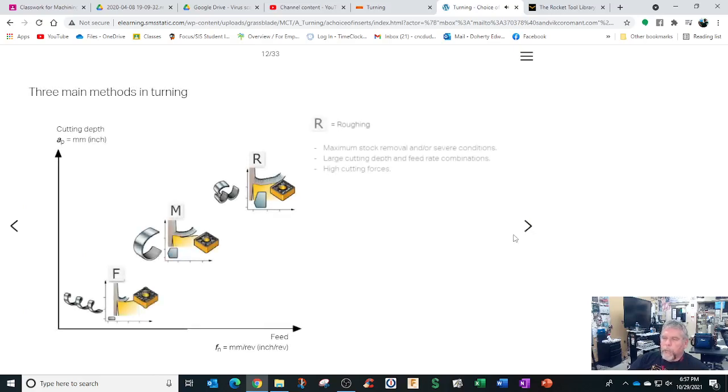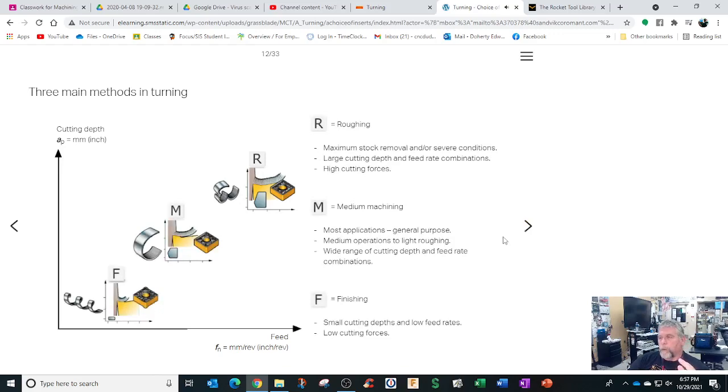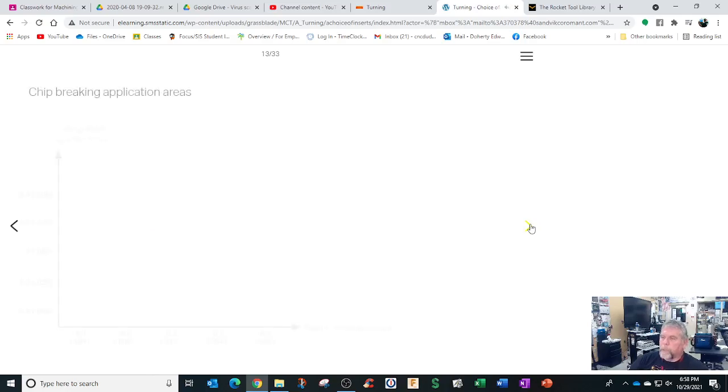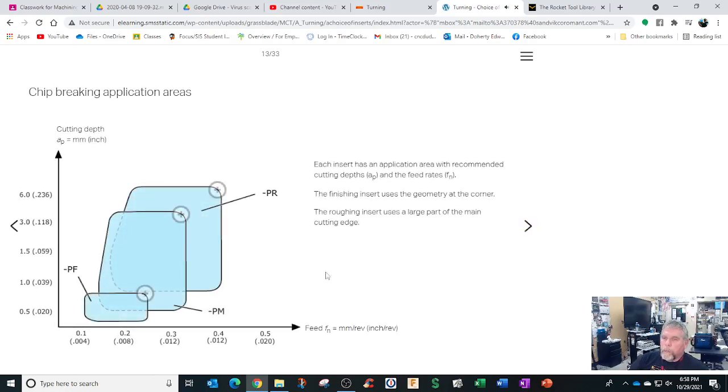Chip breaking can be classified in 3 main types. Sometimes you need to feed harder, or you've got to maybe go deeper or lighter. You've got your roughing ones, maximum stock removal. Sometimes you use a roughing tool and a finishing tool. That's especially in your steels, so that you can keep the finish nice, but the roughing tool can take more of the abuse. You might even use a different style tool for roughing versus finishing. You've got medium and finishing, with small depth of cuts and low feed rates, whereas with roughing you just try to remove metal.